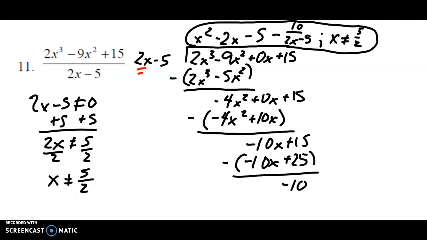And then here is the answer to number 11. Number 11, you are missing the first degree, so make sure you put the 0 in there. You'll notice it when you're subtracting. You have nothing to subtract from if you forgot to do that. And then with this one, we had a remainder of negative 10, and it was negative, so up here the fraction was minus 10 over 2x minus 5, and x could not equal 5/2.